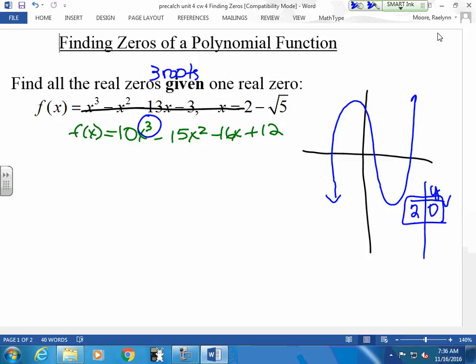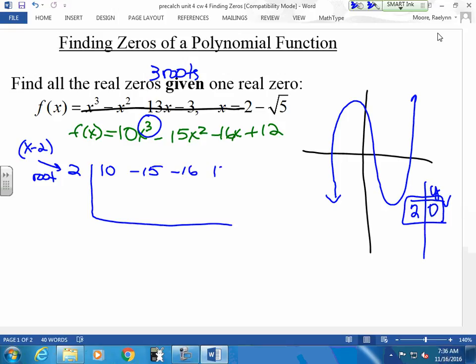All right, so let's start when we have a root of 2. Now, we don't say minus 2, we say 2 because this is in fact our root. Our factor would be x minus 2 because we've set it equal to 0 and 2 would be our root. This is where your root goes. So let's pull out your leading coefficients: 10, negative 15, negative 16, 12. And make sure you run it down: 3, 2, 1, 0.